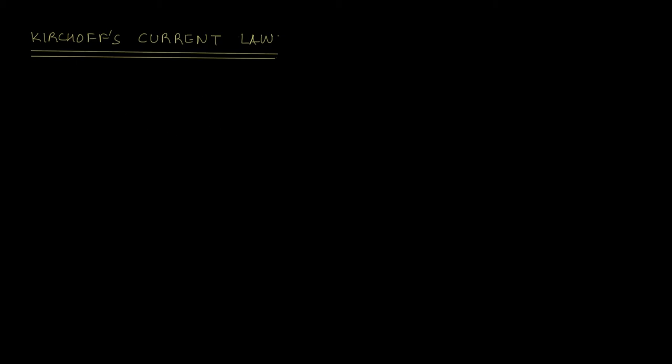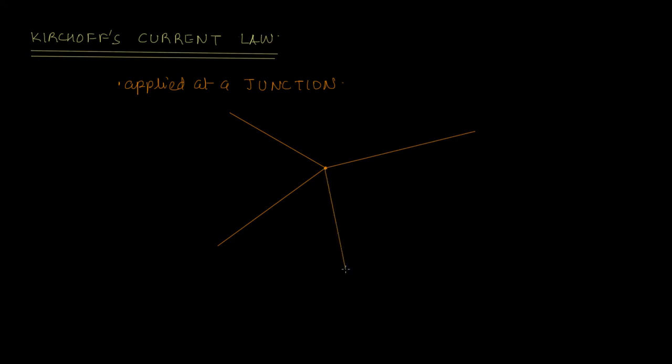Now, let's try to understand. Let's say I have a junction. The first thing is that it is applied at a junction. Now, what is a junction? A junction is a point from which three or more than three branches originate. Not necessarily five, but at least three.